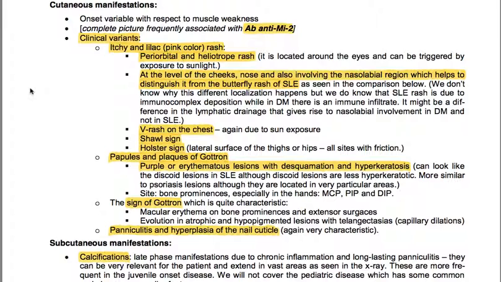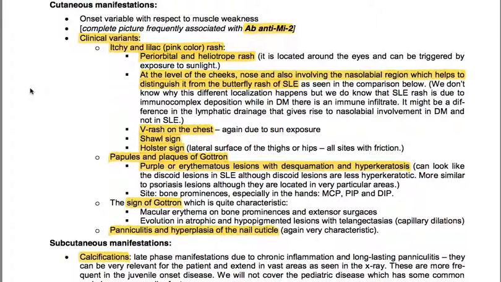So we have a periorbital and heliotrope rash located around the eyes, which can be triggered by exposure to sunlight. It is also found at the level of the cheeks, nose, and the nasolabial region, which helps to distinguish it from the butterfly rash of SLE, as seen in the comparison below. We have a V rash on the chest, again due to sun exposure, a shawl sign, and a holster sign on the lateral surface of the thighs and hips.